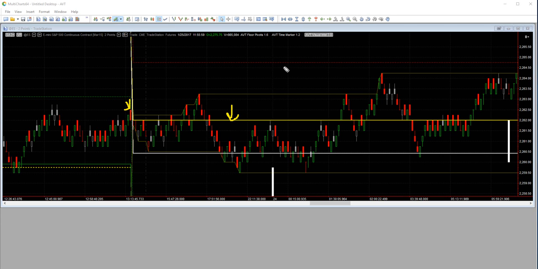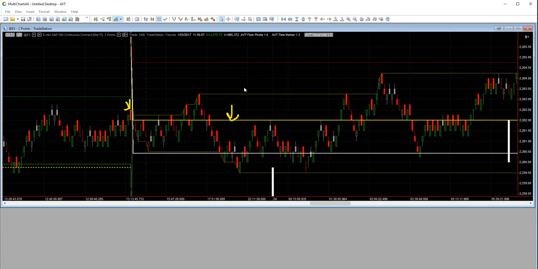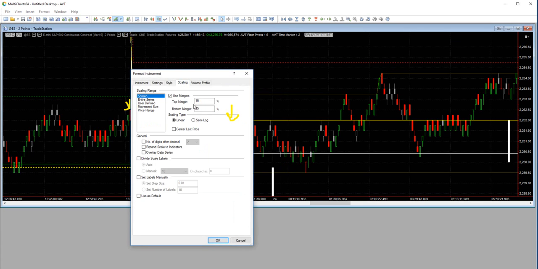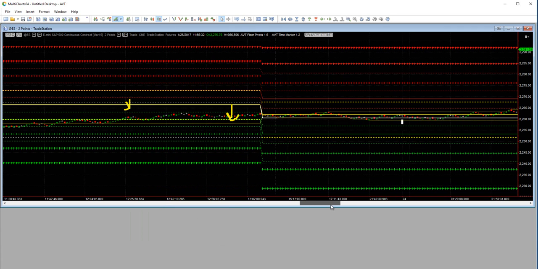Now if we expand the chart, the better way to do that is to turn on the scale to indicators. If we go to Format Instruments and go to Scaling and select Expand Scale to Indicators, then we're going to see everything. I won't keep it on here for very long because it's difficult to see. But as you can see, this was yesterday's high, and this was yesterday's low. Now we can scale back to see where it created those.